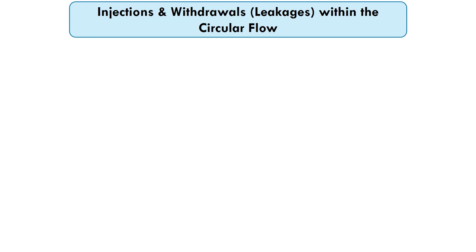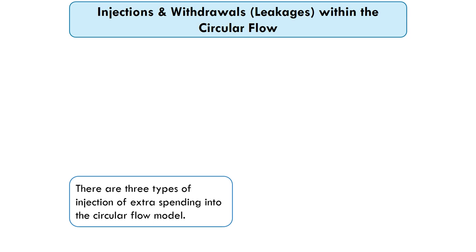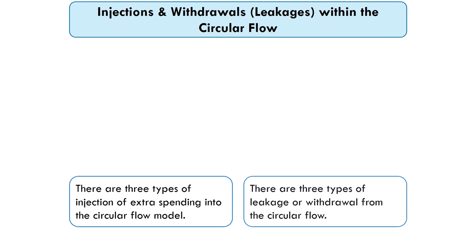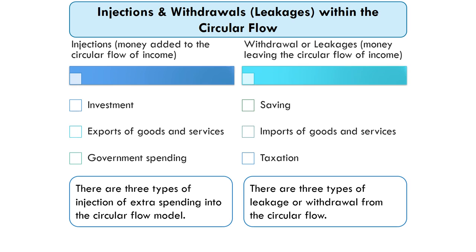So one of the key things we can do, why this model works particularly well, is because we can use the concept of injections and withdrawals within the circular flow to estimate what's going to happen to the level of output, GDP, national income within our economy. So there are three types of injection, of extra spending into the circular flow model, and there are three types of leakage or withdrawal. Sometimes you hear the word leakage, money leaking out of the circular flow.